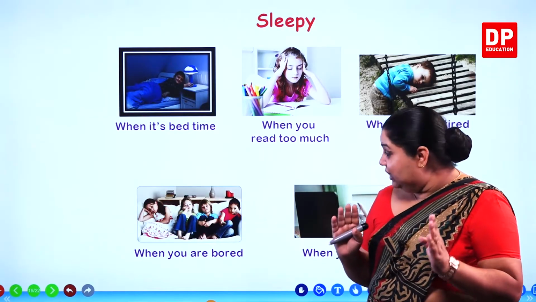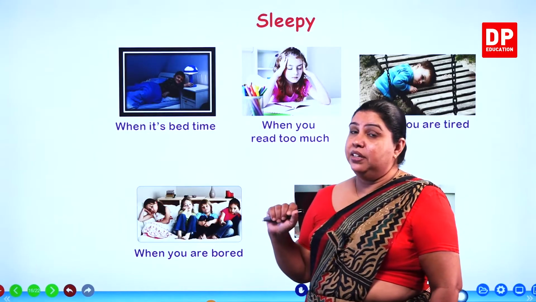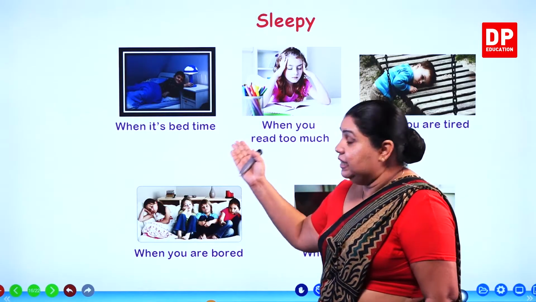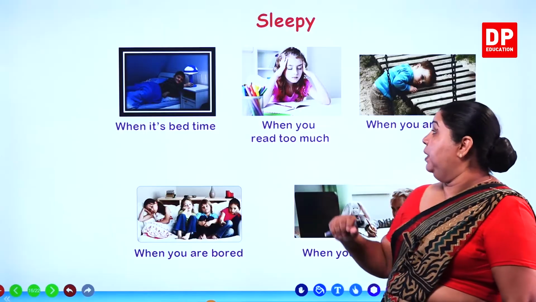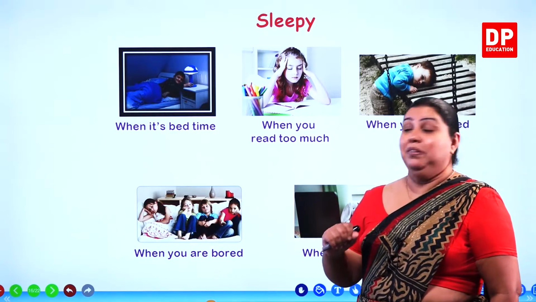So you will feel sleepy when you are bored. So what are the other times that you are going to feel sleepy? When it is bedtime, you will feel sleepy. When you read too much, you will feel sleepy.